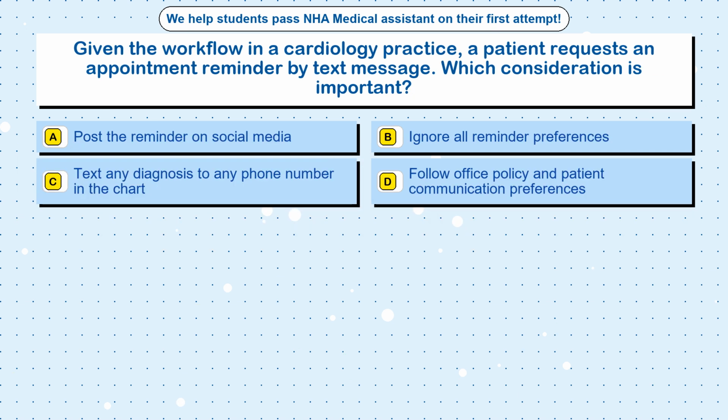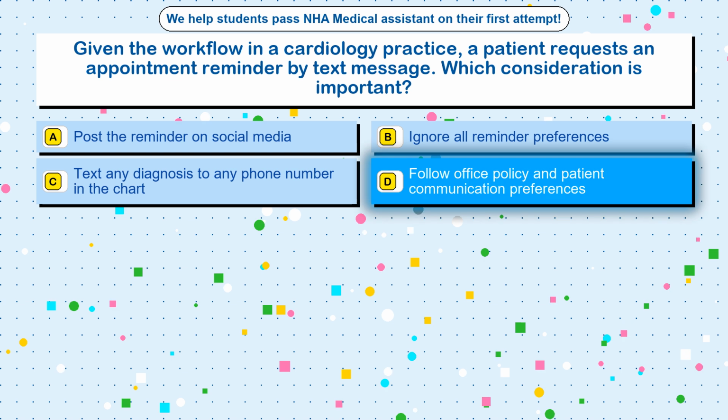Question 65. Given the workflow in a cardiology practice, a patient requests an appointment reminder by text message. Which consideration is important? Option A. Post the reminder on social media. Option B. Ignore all reminder preferences. Option C. Text any diagnosis to any phone number in the chart. Option D. Follow office policy and patient communication preferences.